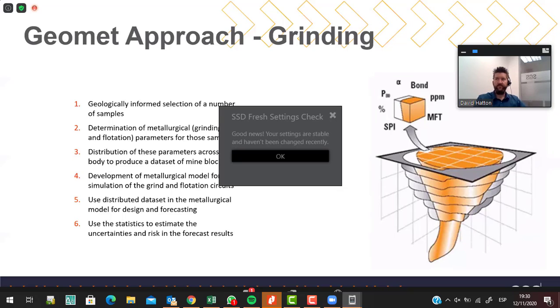Once we've selected the samples, we need to do our metallurgical tests on those. Once we've got the metallurgical parameters, we need to distribute them on the block model. We then also need to develop a model of the process plant, and then we simulate those samples through the process plant. That distributed set of data and results comes out of our simulator. Then, as I mentioned, we wanted to know the sensitivity of the results. How accurate are these results coming out, and can we quantify that accuracy? That's really one of the niche things that we do here at SGS: we're not just giving you an answer, but we're telling you how accurate that answer is.